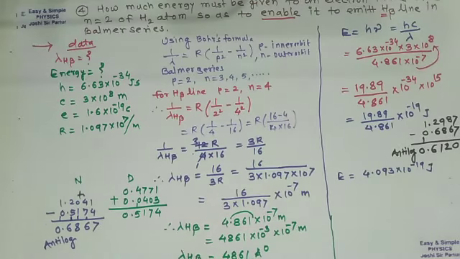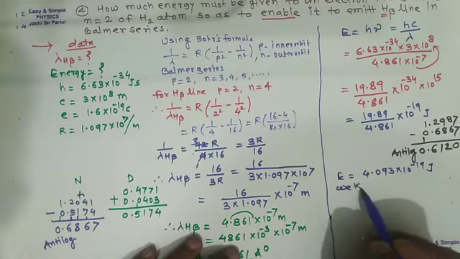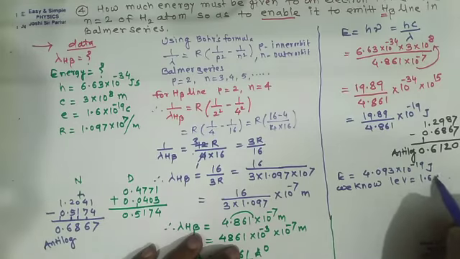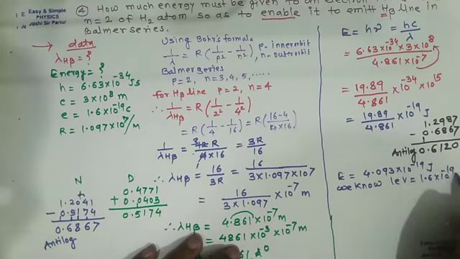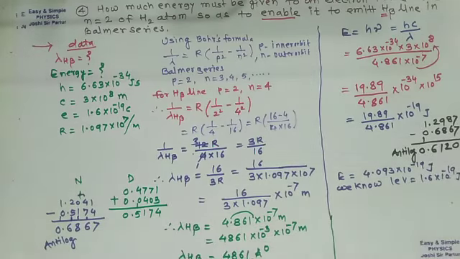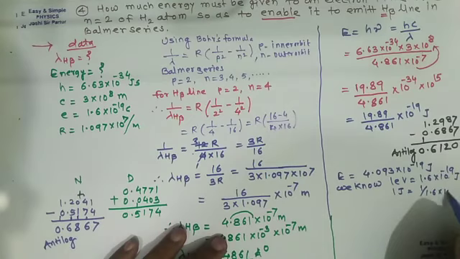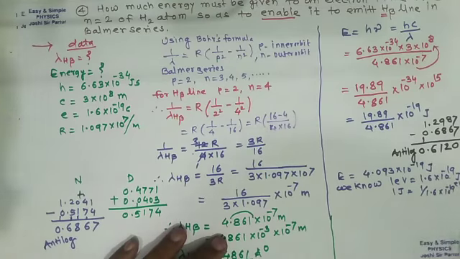But if we want to find the energy in electron volt, we know 1 electron volt is equal to 1.6 into 10 raised to minus 19 joule. So 1 joule is equal to 1 upon 1.6 into 10 raised to minus 19 electron volt.